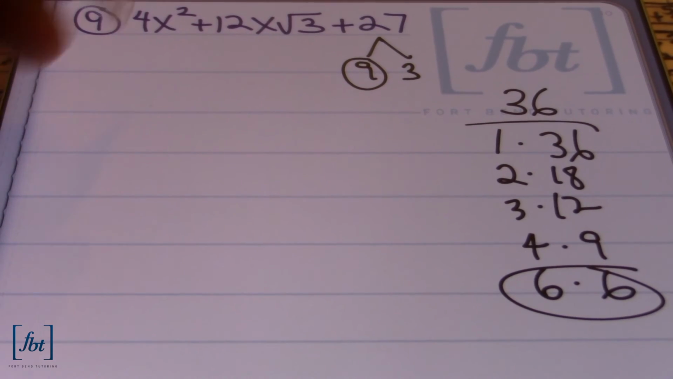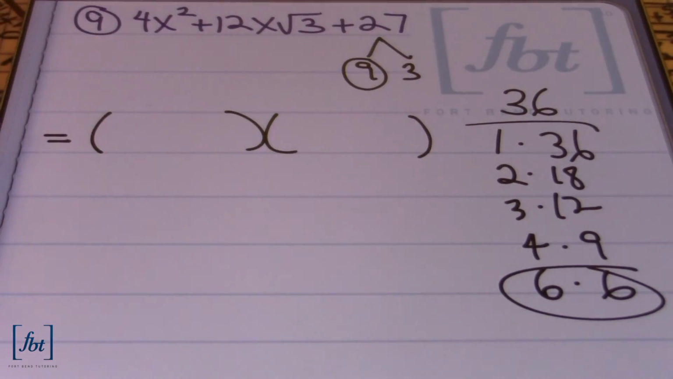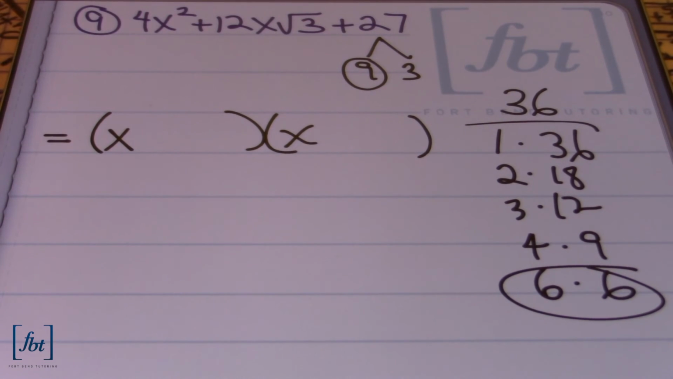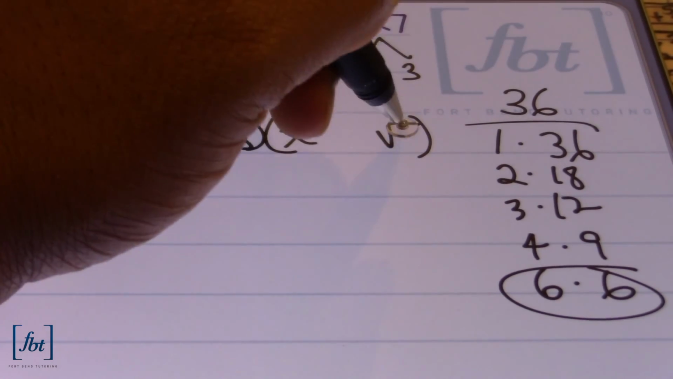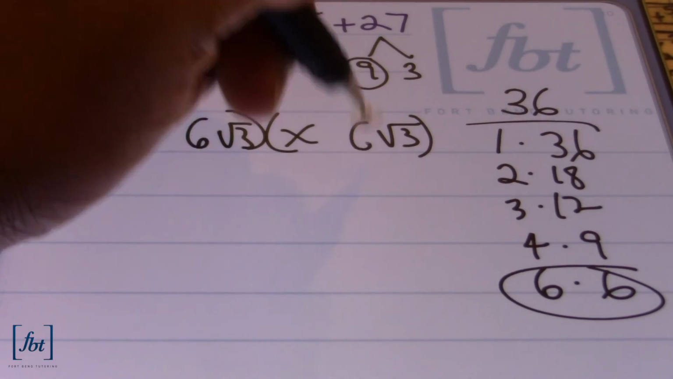So with that, let's go ahead and open up two sets of parentheses here. My first term is going to be x in both binomials. I'll need the square root of 3 in play. Go ahead and put that in there. And the two factors that are going to multiply to give me 36 and add to give me 12 are going to be 6 and 6. So those are going to be our coefficients.